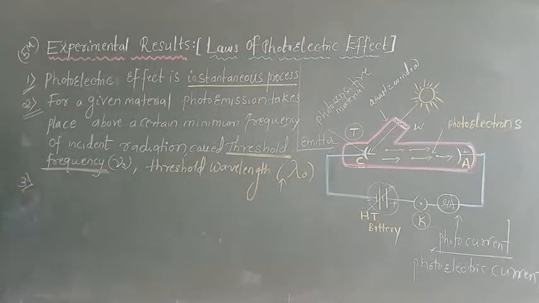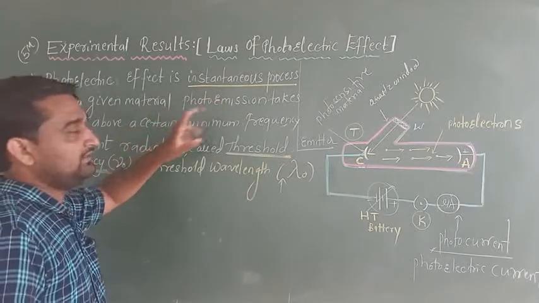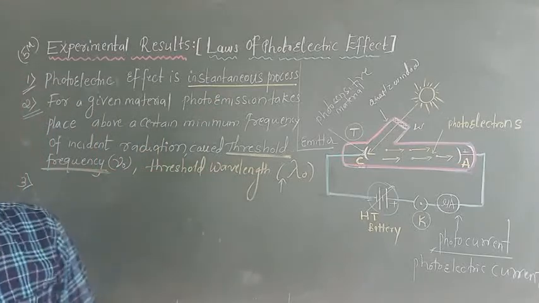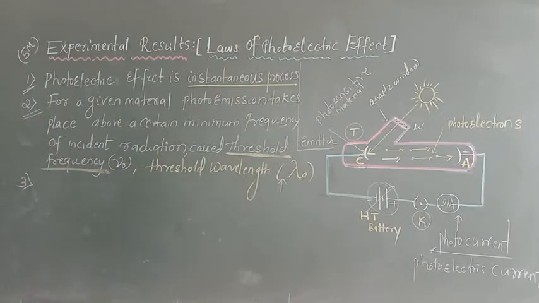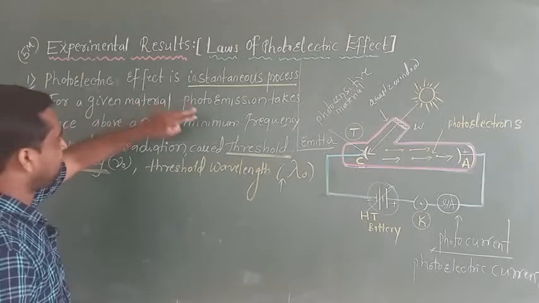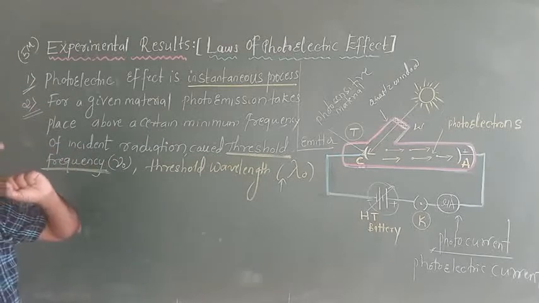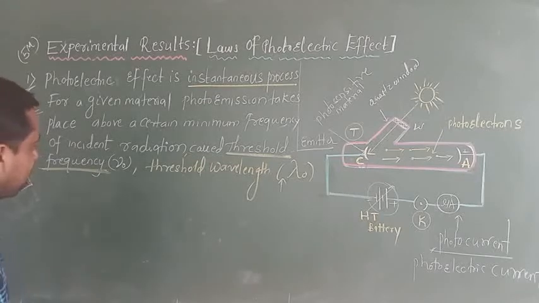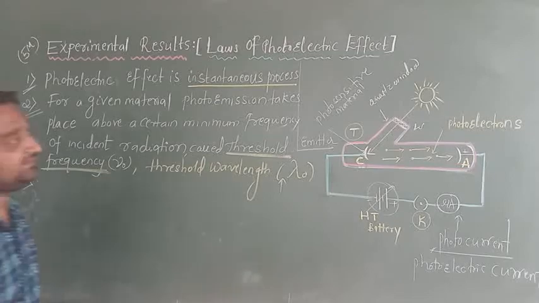Right? So the first point we have discussed here is that it is an instantaneous process, and the second point is that threshold frequency is required. What is threshold frequency? For a given photosensitive material, the photo emission takes place above a certain minimum frequency of incident radiation. That frequency is called the threshold frequency.